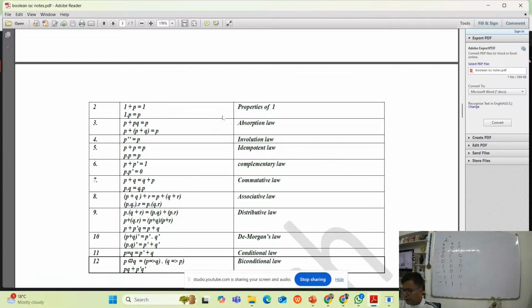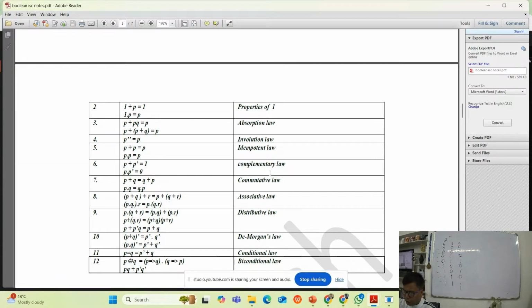Next, the absorption law: P plus PQ equals P, and P plus Q equals P. Involution: the double complement of P is equal to P. Idempotent law: P plus P equals P, and P dot P equals P. Complementary law: P plus P bar equals 1, and P dot P bar equals 0. Commutative law: P plus Q equals Q plus P, or we can say P dot Q equals Q dot P.